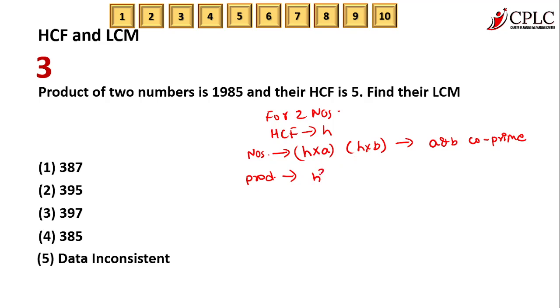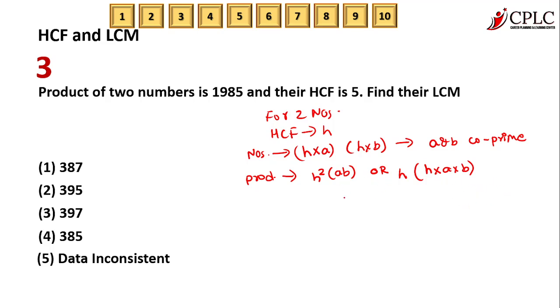One version is this h square into AB, and the other version can be, what I can do is I can split this h square as h, one h separate, and the other h I can put it inside with A and B as well. So for product, I have two options, either h square AB or h into A into B. Basically, that's the product of two numbers.